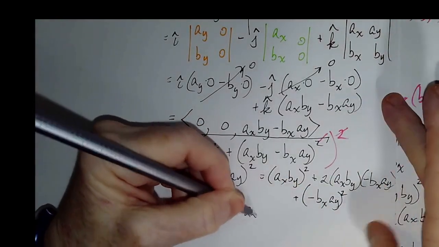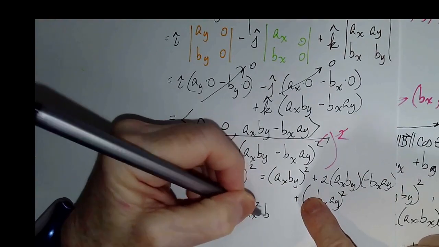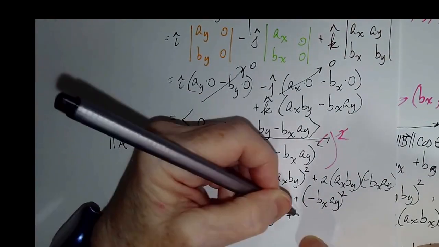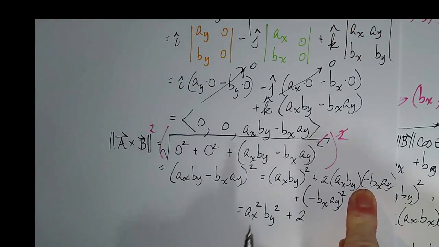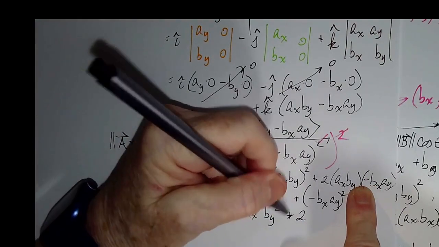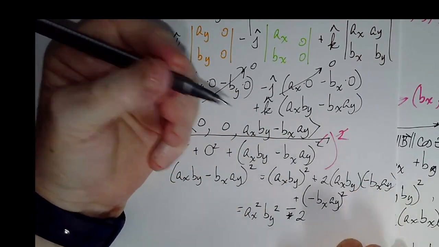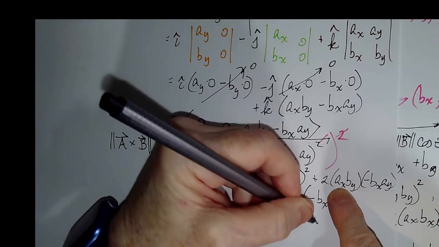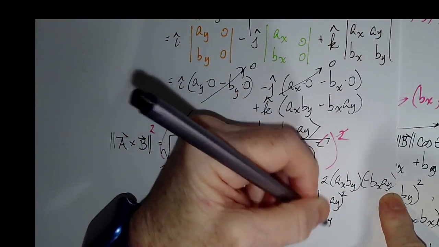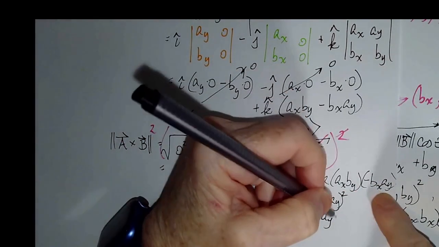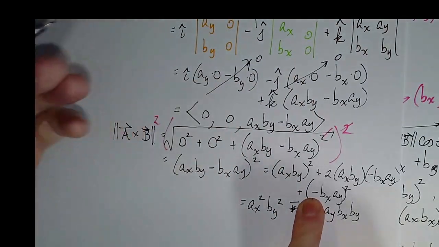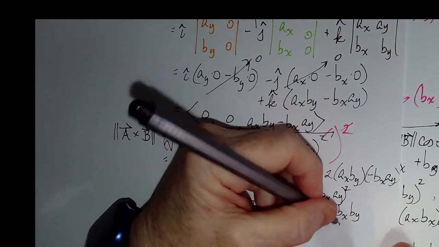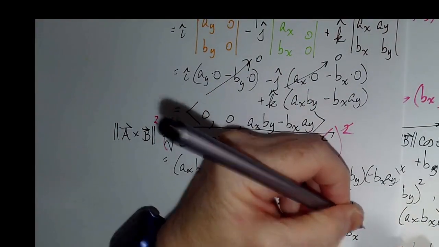And now let's multiply everything out. So I've got AX squared BY squared plus 2 times, let's put everything in alphabetical order, and let's bring that negative out. So we've got AX, AY, BX, BY, and the negative squared is positive, so then we just have plus BX squared AY squared.